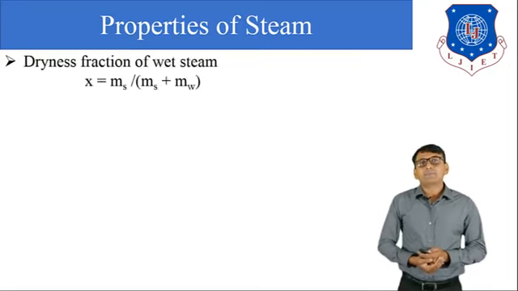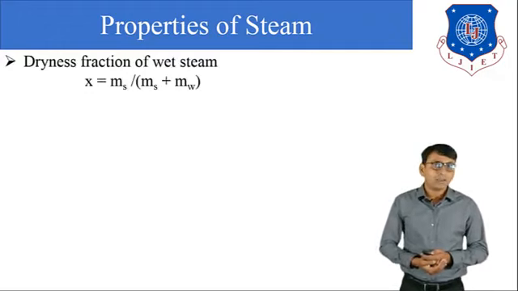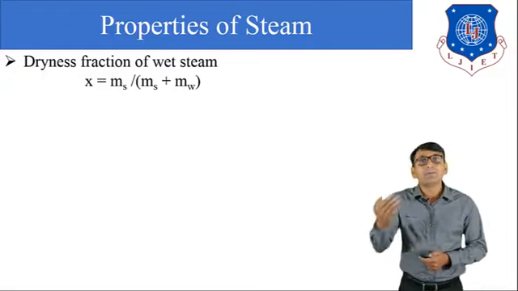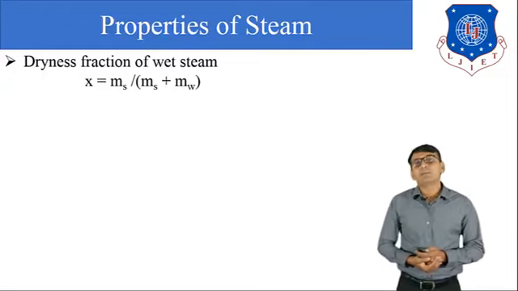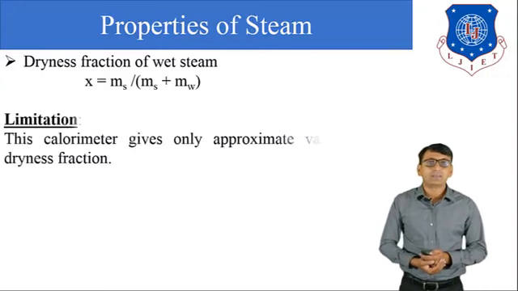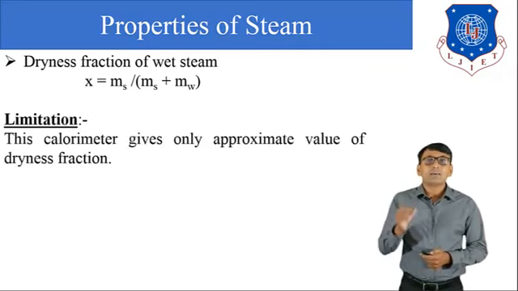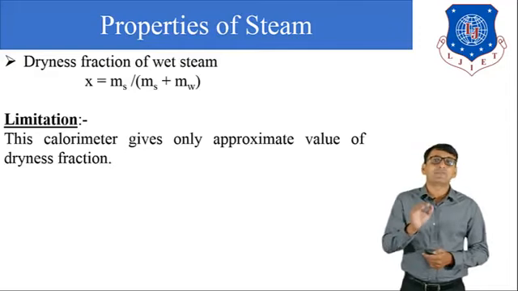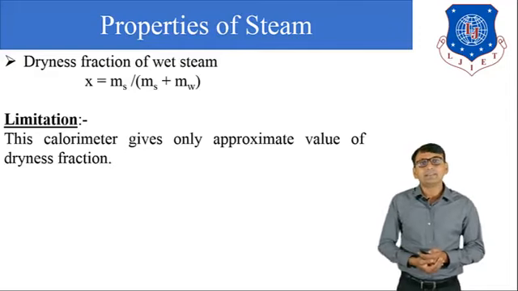So the dryness fraction of wet steam, X, is equal to MS divided by MS plus MW. MS is the mass of steam in the wet steam, MW is the mass of water in the wet steam. Now there is a limitation of this calorimeter: it only measures an approximate value of the dryness fraction. This is the limitation of the separating calorimeter.